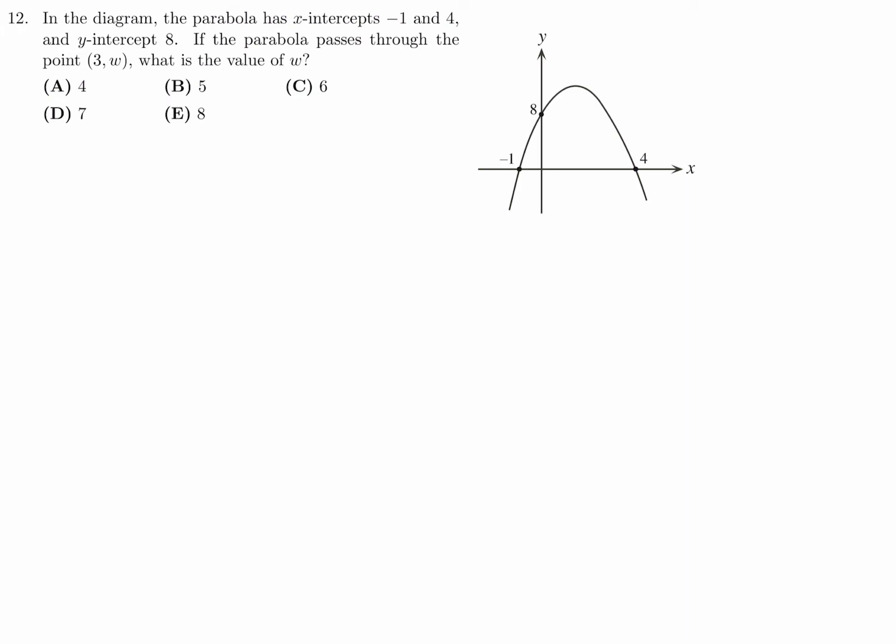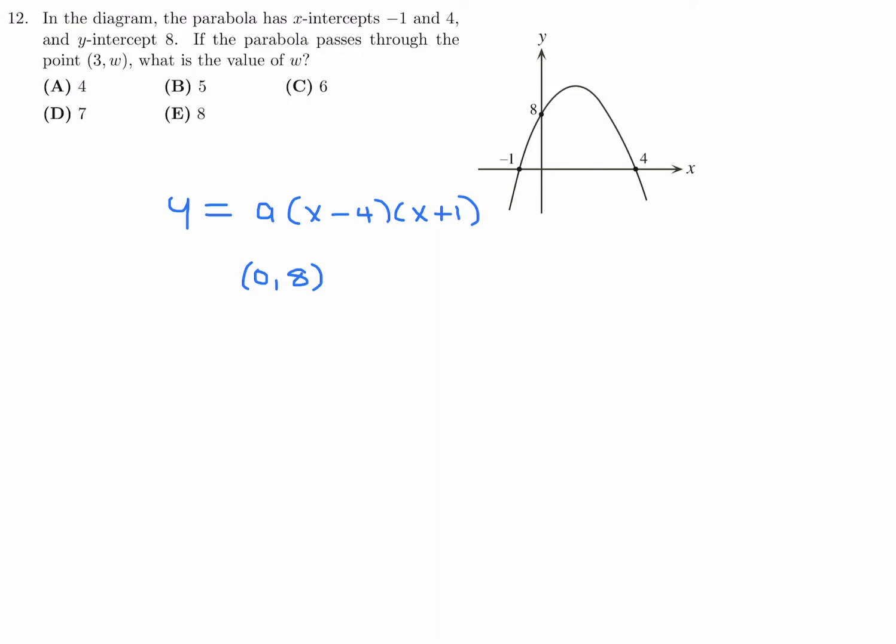In the diagram, the parabola has x-intercepts -1 and 4 and y-intercept of 8. If the parabola passes through the point (3, w), what is w? The equation of this parabola is written as y is equal to some a, and then we know the roots, so x minus 4, x plus 1. It's the quickest way of figuring out the equation with the roots. Well, they gave me a very important and helpful tool, that is this value, which is the y-intercept. That means that point, which is (0, 8), is on that parabola.